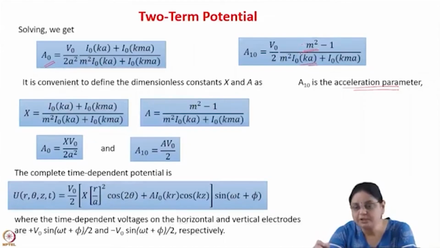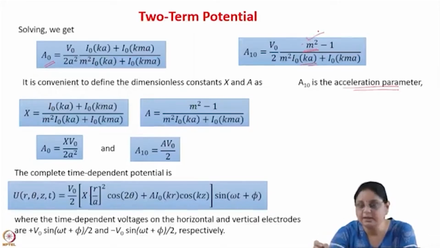If modulation M is equal to 1, that means both the horizontal vane and the vertical vane are equidistant from the axis. So in that case, this term goes to 0, so there is no acceleration. As M is increased greater than 1, the acceleration parameter increases and there is acceleration.